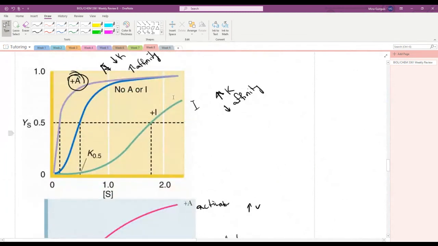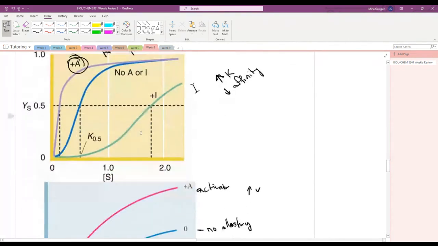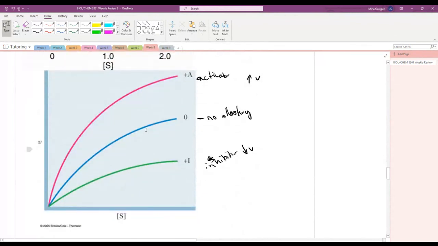One thing we also discussed is K and V systems. So a K system, very briefly, by adding an activator, you increase the affinity by decreasing K of the enzyme for the substrate. By adding an inhibitor, you decrease the affinity, but V stays the same. On the other hand, in a V system, adding an activator increases the velocity, adding an inhibitor decreases the velocity, and K stays the same. That's the other thing with inhibitors. Those are the two, I think, major topics.